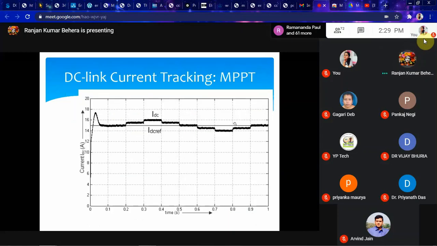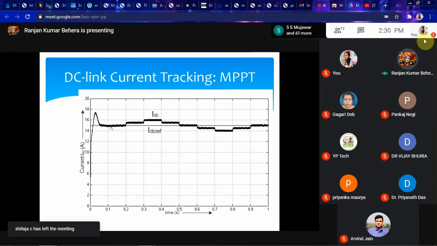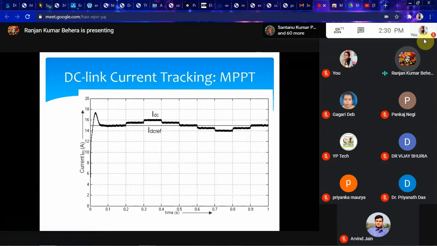Then we are prepared. If we see here, you can see the reference current, this is the IDC reference, and the actual current IDC, which is the thick black line. The average of this actual current over a cycle is the IDC reference. So you can see that it is actually tracking the reference current.